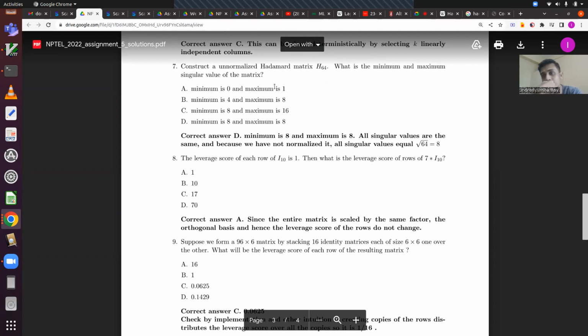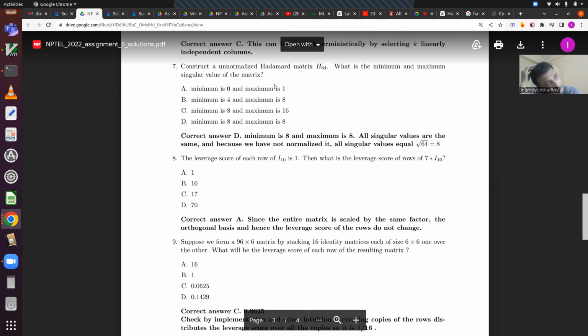Now if you multiply it with 7, does the orthonormal basis change? Here's the question for you. What does multiplication with 7 do? It replaces all the ones with 7. Zeros remain zeros and the ones become 7. So are they still independent? Are the 1, 0, 0 vectors still the orthonormal basis for this 7 into I10?